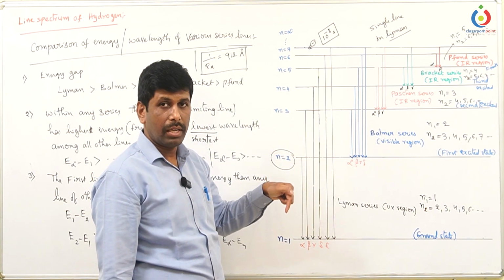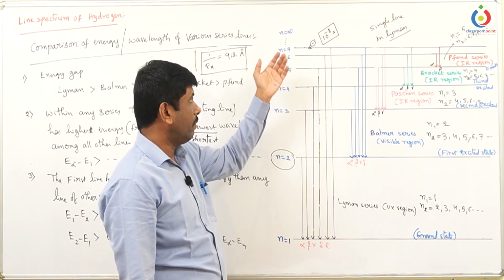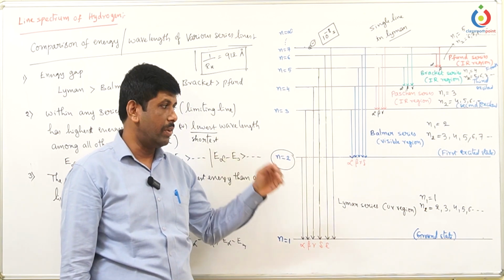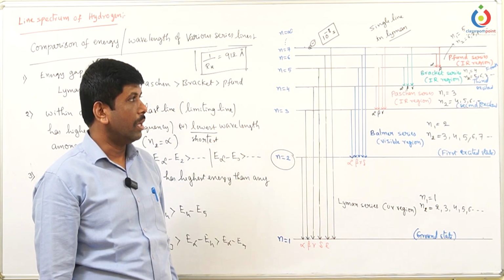But while coming back, the source is not there, so during de-excitation, the electron may come to any one of the lower energy levels by releasing the amount of energy.